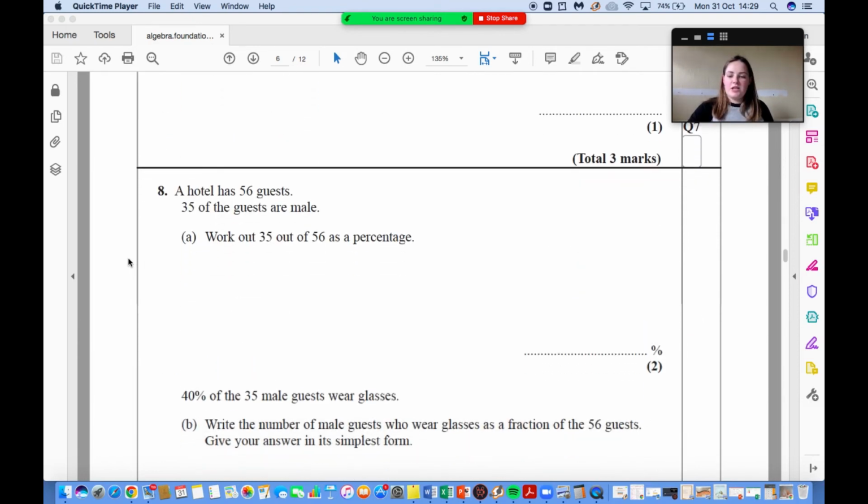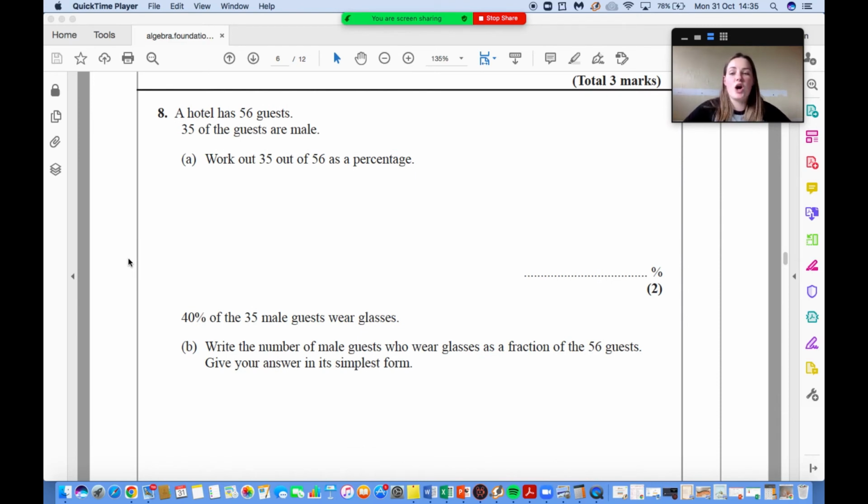All right, question 8. On question 8, it says that a hotel has 56 guests. 35 of the guests are male. It wants you to work out 35 out of 56 as a percentage. Now, this is a fairly tricky one, I thought, because they're expecting you to have remembered something that you probably haven't come across again for a while. So 35 out of 56 as a percentage. So let's write it as a fraction first, 35 out of 56.